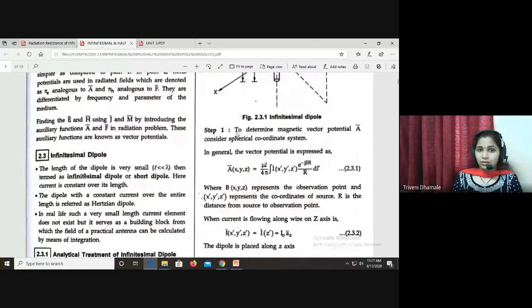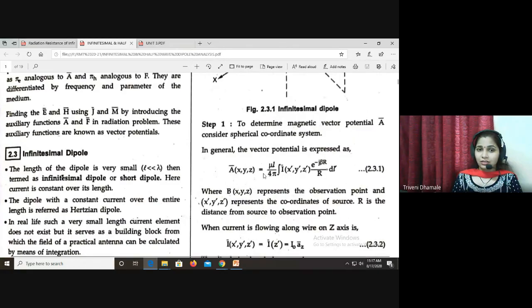Here, to determine the magnetic vector potential A bar, consider the spherical coordinate system. Everywhere in the analysis we want to consider the spherical coordinate system. So this A bar (x, y, z) is equal to mu, integrated over the length, of I dl divided by 4 pi. In general, vector potential is expressed like this.